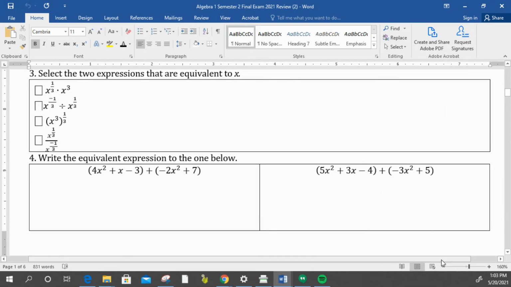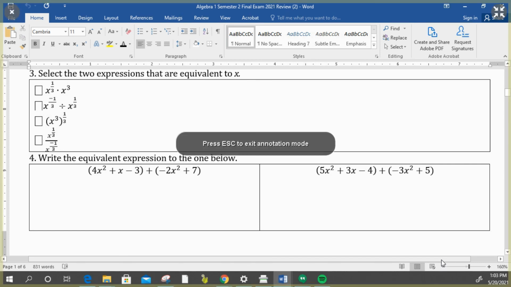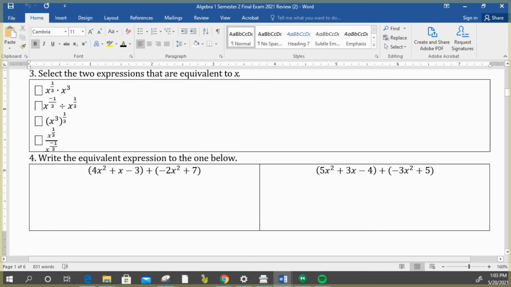Okay, with number 4, what we're going to be doing is just collecting like terms. We have an addition sign in the middle, so we're just going to add these common terms. So we have a 4x squared. It's going to go with the negative 2x squared. 4 minus 2 is 2x squared. The plus x doesn't have an x term in the other parentheses, so we're just going to rewrite that. And then finally, negative 3 and the positive 7 make a positive 4.